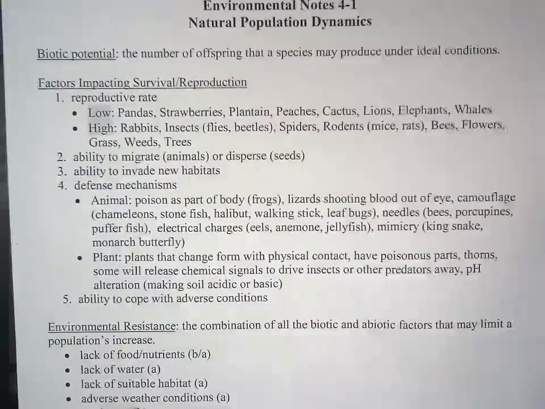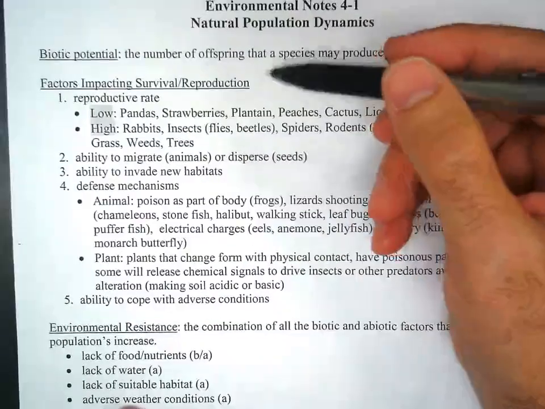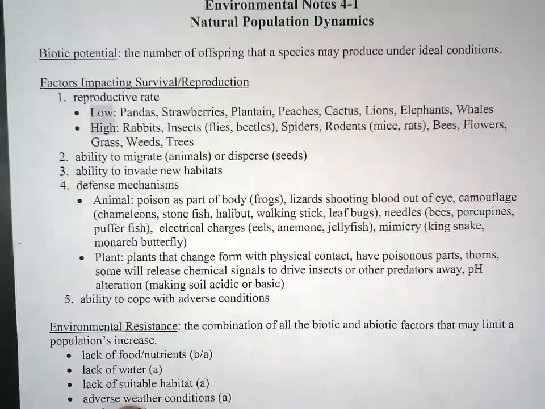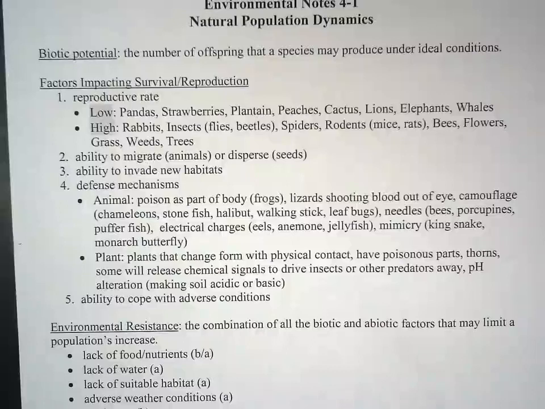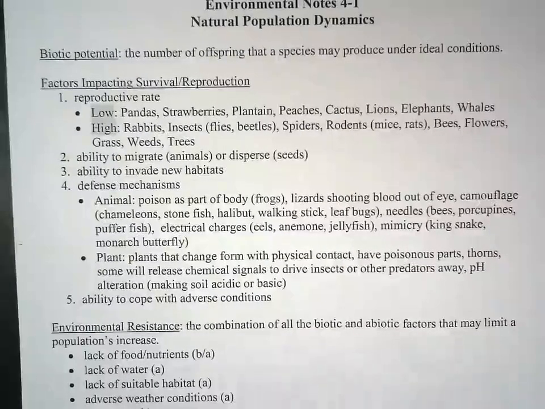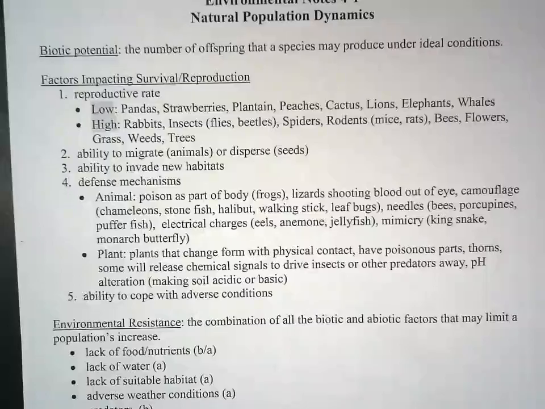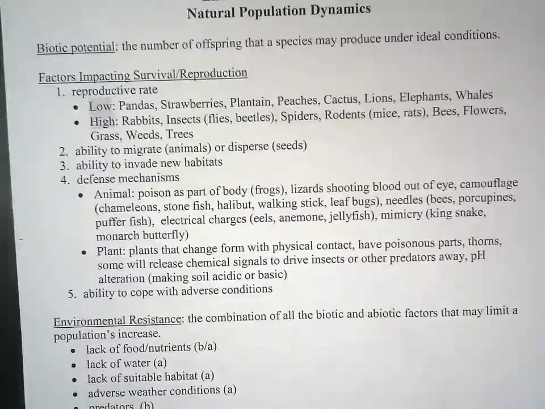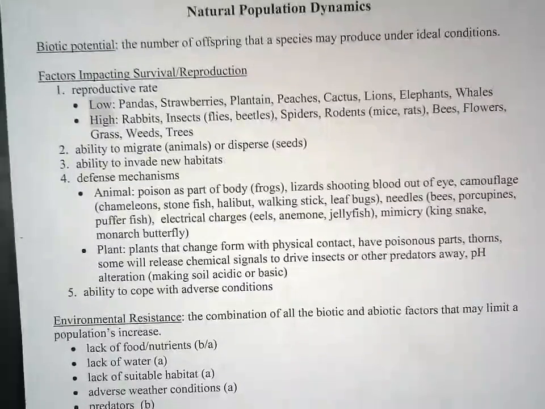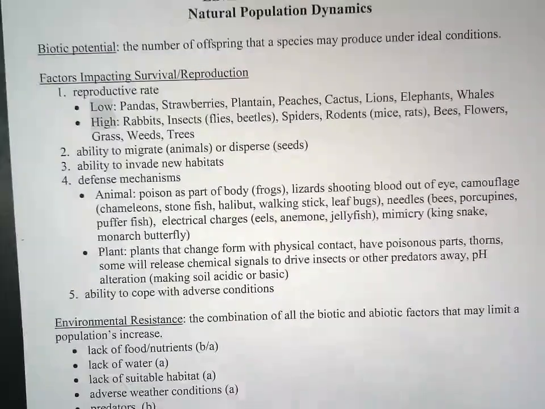All right, so other factors that impact survival and reproduction. One is reproductive rate. This is how often an organism reproduces, how quickly they can reproduce, called the gestation period, how long it takes to have offspring, and how many offspring they have per pregnancy, I guess whatever you want to call it, per reproduction cycle.